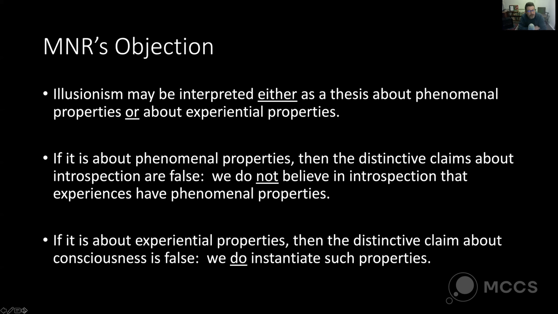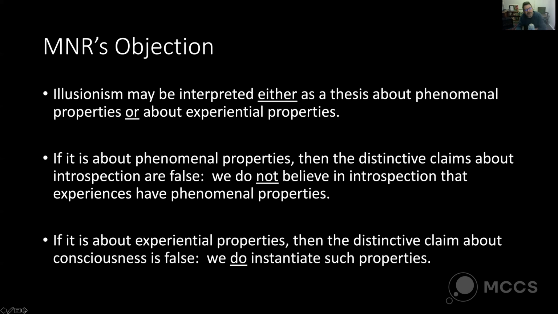What about if we operate with experiential properties, namely properties of subjects? Then it might be plausible to say that we believe in introspection that we instantiate experiential properties, but the claim that those beliefs are false, which is crucial to the illusionist, won't be true. So the distinctive claim about consciousness won't be true. And the reason is that, according to Nida-Rümelin, we do in fact instantiate experiential properties. We do in fact perceive red things, feel pain in the feet, and so forth. And so if you interpret it as a claim about experiential properties, then it isn't true either.